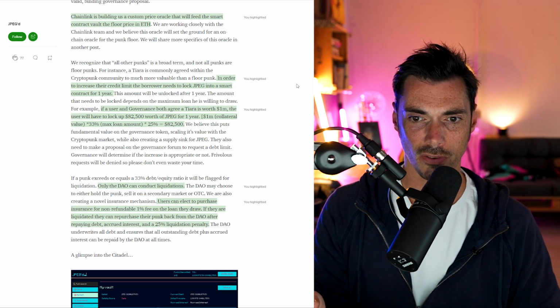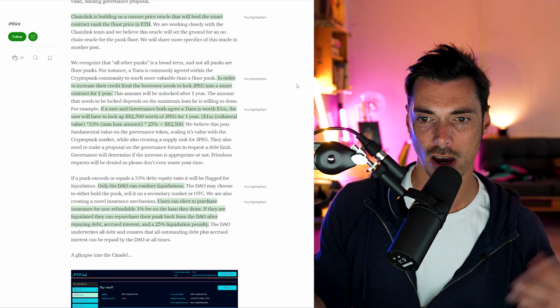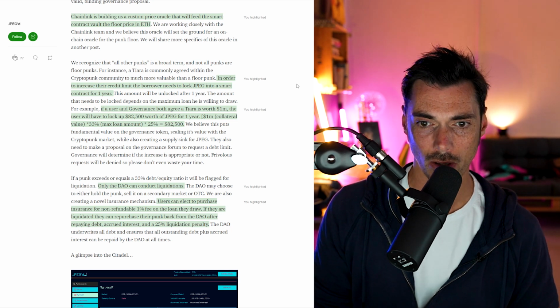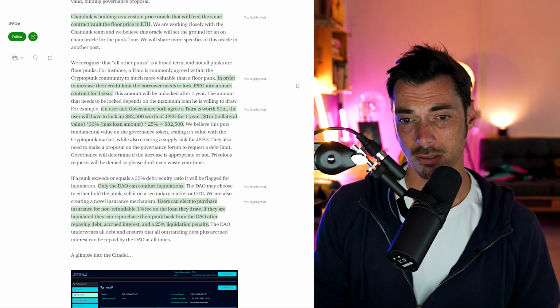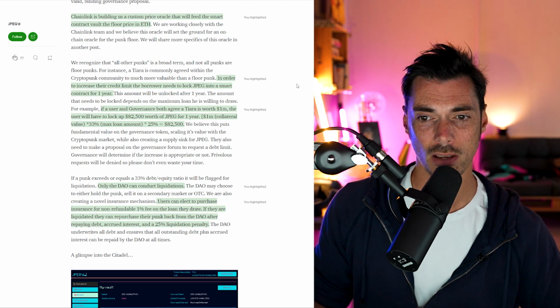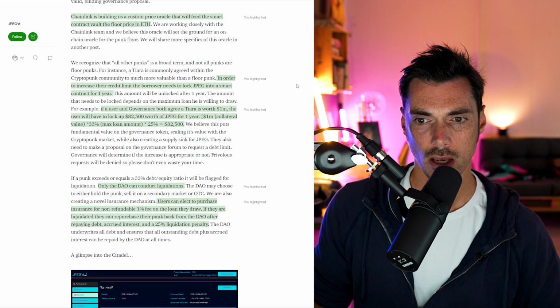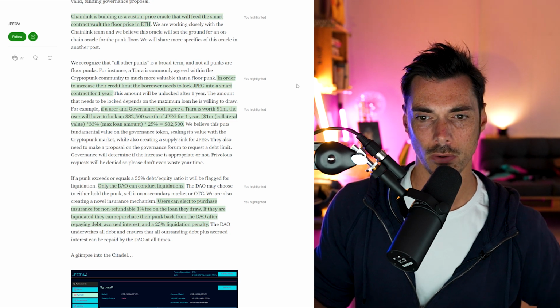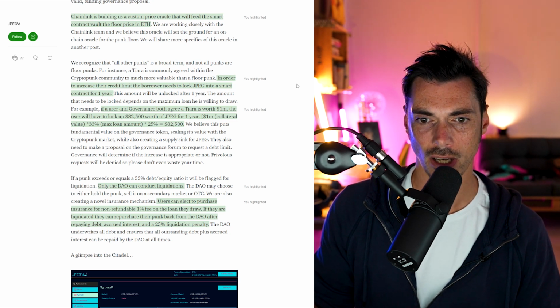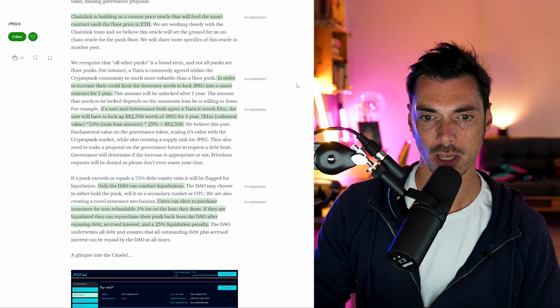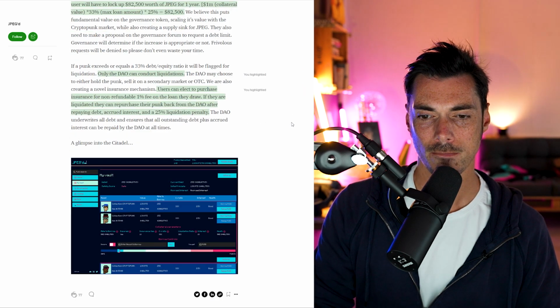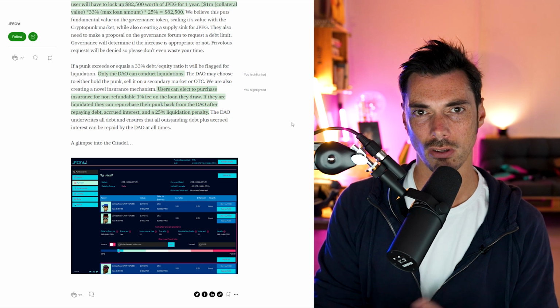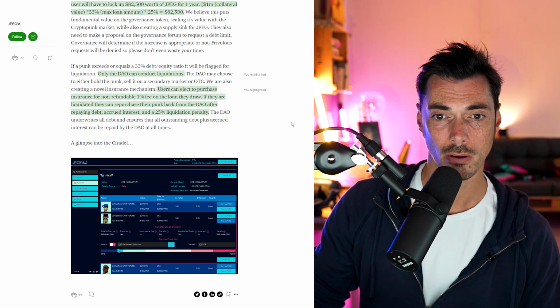So as they say, if a user and governance both agree that a Tiara punk is worth $1 million, the user will have to lock up $82,500 worth of JPEG for 1 year. We believe this puts fundamental value on the governance token, scaling its value with the CryptoPunk market. So I guess, because it's such a niche market, they can have those kind of conversations and figure out what the right value for it is.